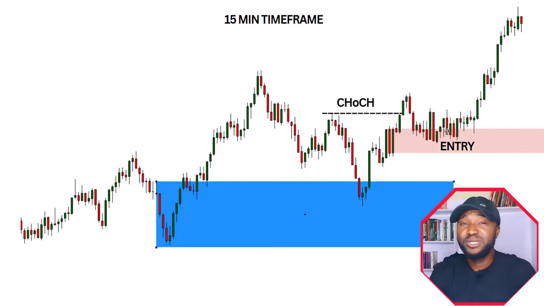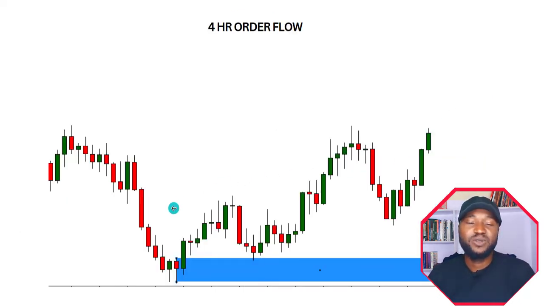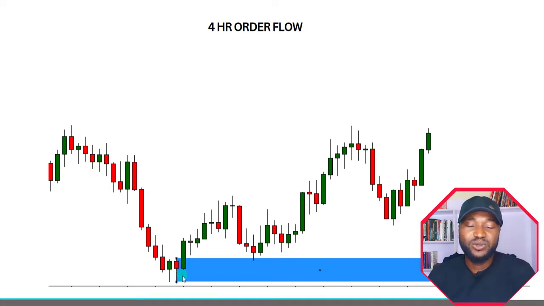So with this simple information, you can actually make a lot of profitable trades in the market. Let's check another example and see. This particular one, we see a price coming down to this level, and then we had an order block. This level is our order block. It is also a bullish order block.